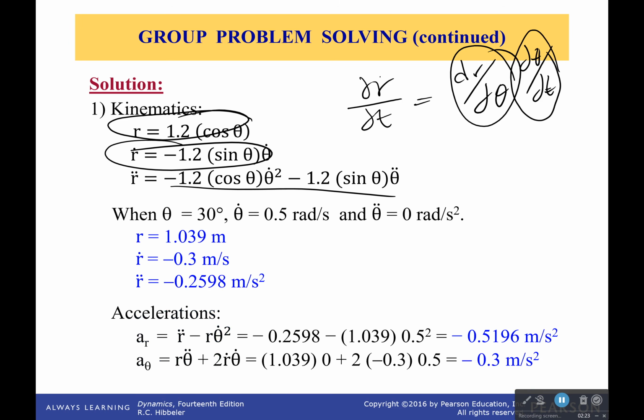Now we know all this. It was given to us. We know that theta is equal to 30 degrees. We know that our angular velocity is constant at 0.5, and therefore angular acceleration is 0. And so we can get the radius and how quickly it's changing as well. And then from that, we can plug it into our acceleration equations to know what the radial and transverse components of acceleration are.